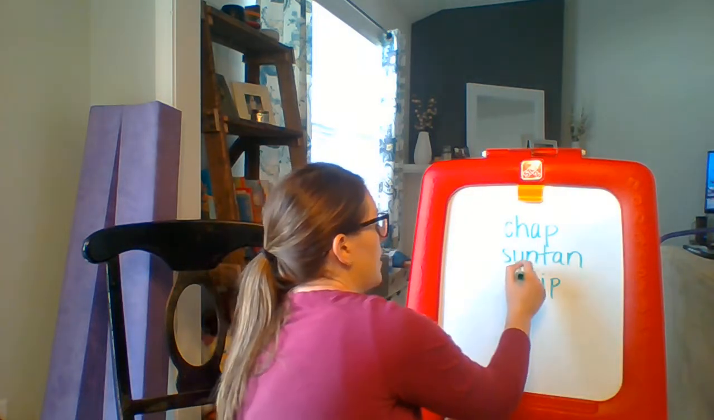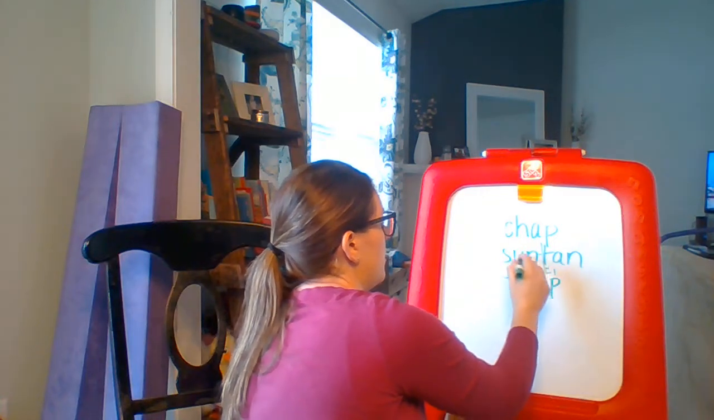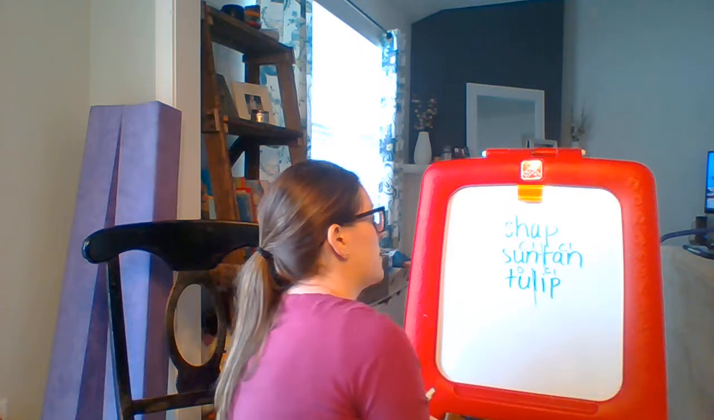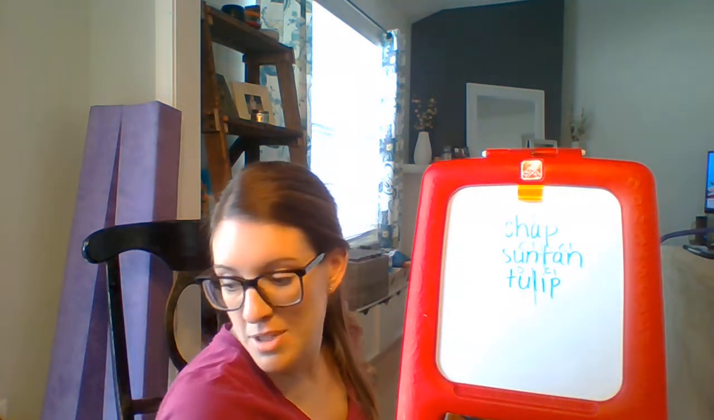So we've got an open syllable here, and then we've got a closed. Here we've got 2 closed. Sun, tan. They both make their short sound. And obviously chap is a closed syllable. I'm going to do one more example.